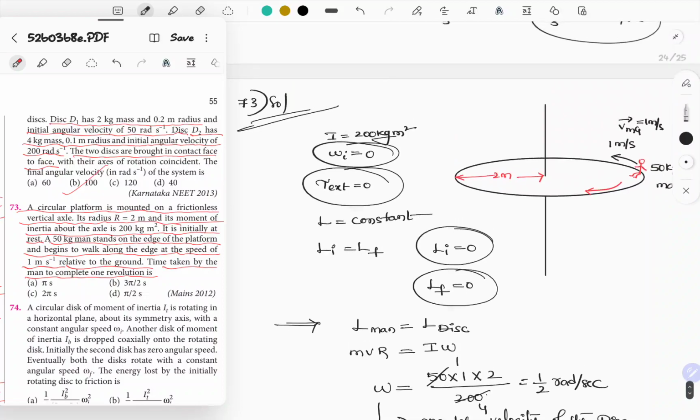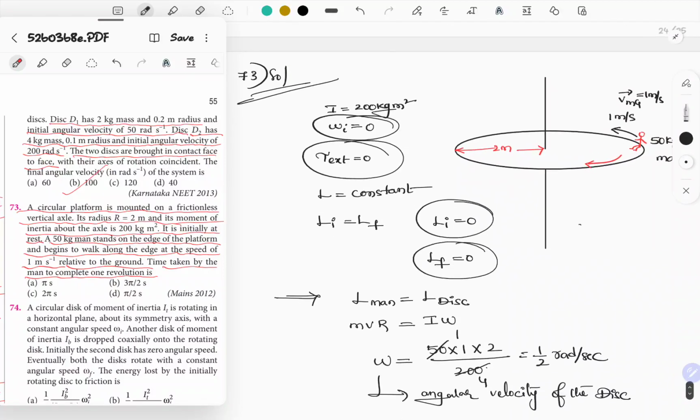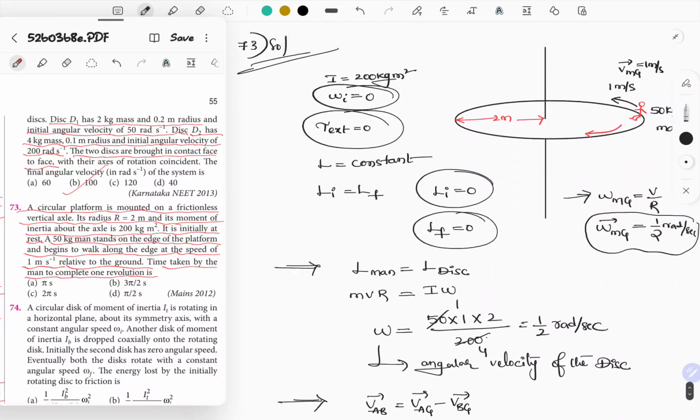I know linear velocity, they gave linear velocity, right? How to find out angular velocity of the man with respect to ground? Relation between linear velocity and angular velocity is v by r. So that is 1 by 2. Angular velocity of man with respect to ground is 1 by 2 radian per second. Super. This is angular velocity of the man with respect to ground.